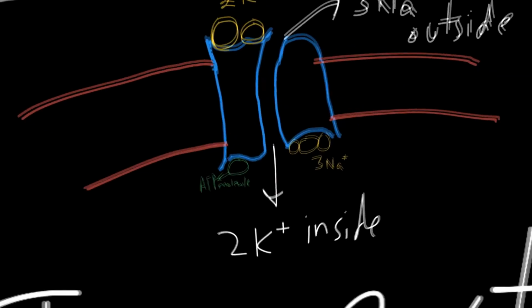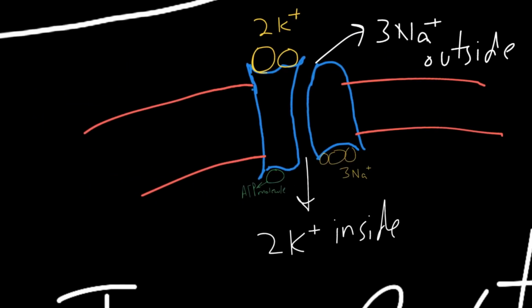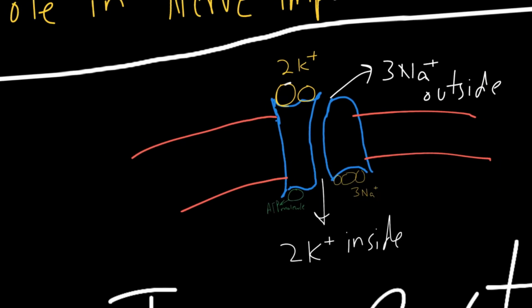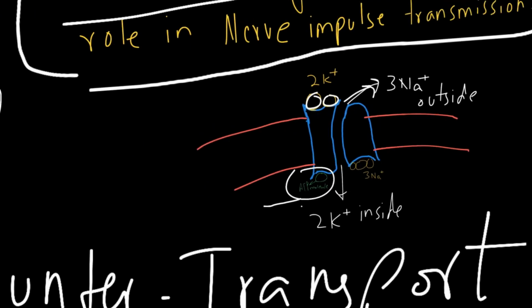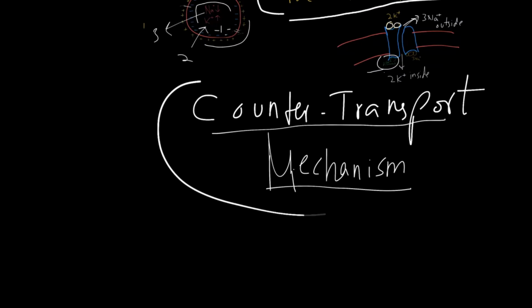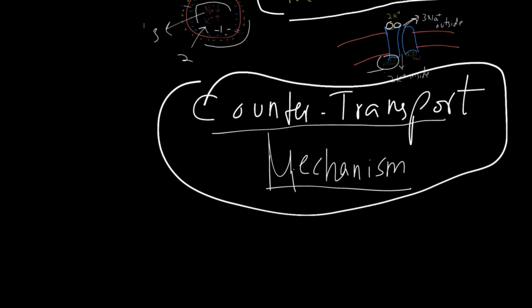For example, this is a pump protein, which helps to use active transport to carry out this mechanism. So for example, 2 potassium ions come inside the cell and 3 sodium ions go outside the cell in one go, using an ATP molecule, using the energy when it's hydrolyzed to ADP and Pi. So this is how it happens, and this is what is known as the counter transport mechanism.